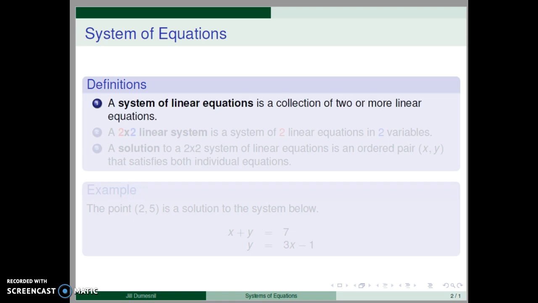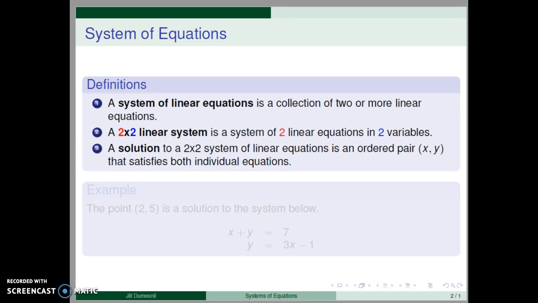A system of linear equations is a collection of two or more linear equations. A 2x2 linear system is a system of two linear equations in two variables. The first 2 refers to the number of equations, and the second 2 refers to the number of variables.